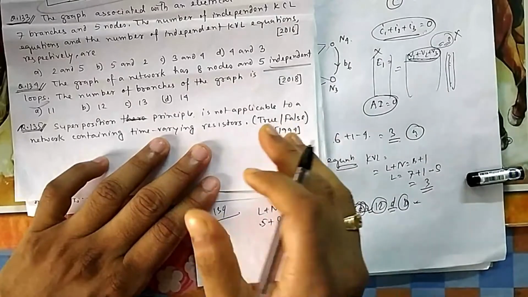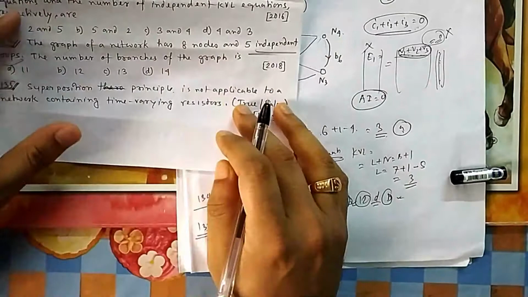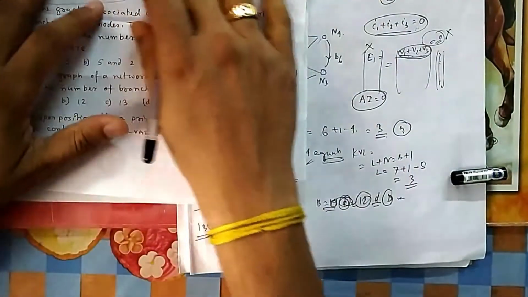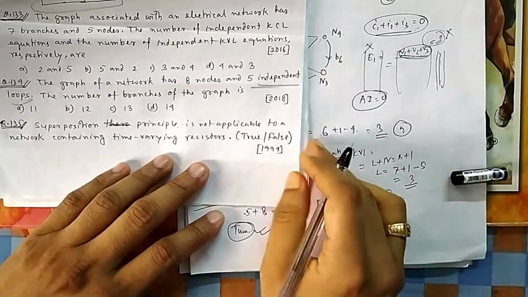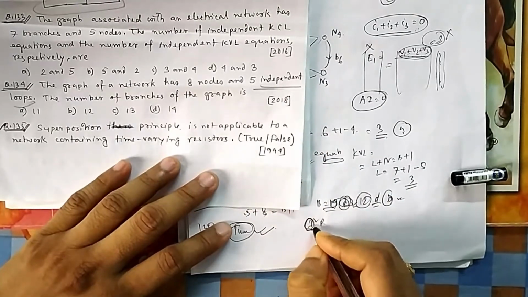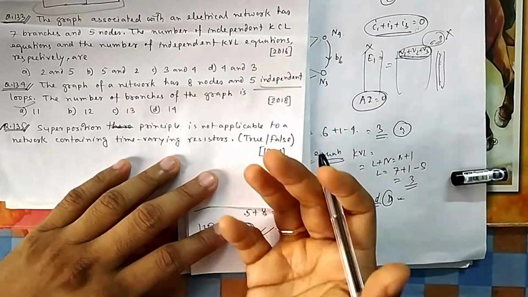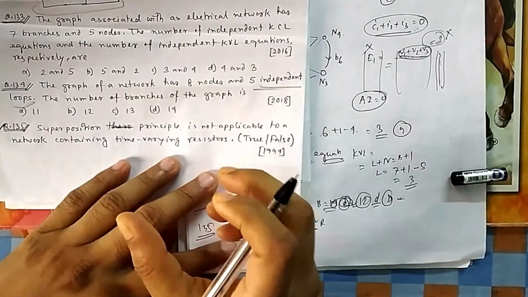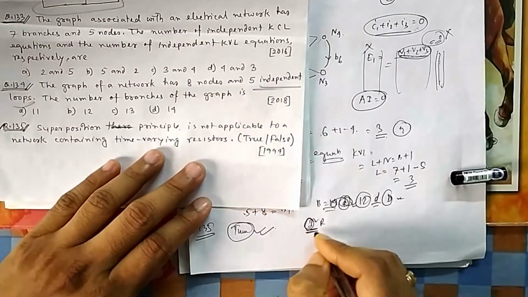Whether it is a time varying resistance or not, the superposition theorem is not applicable where you have non-linearity. Suppose you want to calculate power directly. If you calculate power by one source alone and power by another source alone, because power is I square R, you have to take care of the direction. Since I square makes it positive, in both cases you may get power absorbing, but in one case it may absorb and in another case it may deliver. So if you are adding them, you have to be careful. That's why it is not applicable where there is non-linearity.